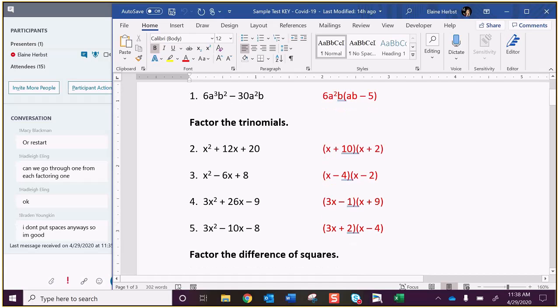Number 2, x plus 10 times x plus 2. Number 3, x minus 4 times x minus 2. Remember, we did share one day that technically I should be saying the quantity of x minus 4 times the quantity of x minus 2, but I'm being lazy right now. Number 4, 3x minus 1 times x plus 9. Number 5, 3x plus 2 times x minus 4.